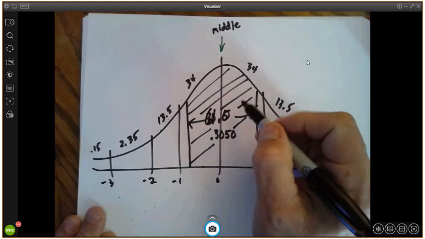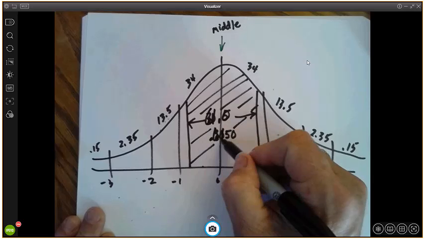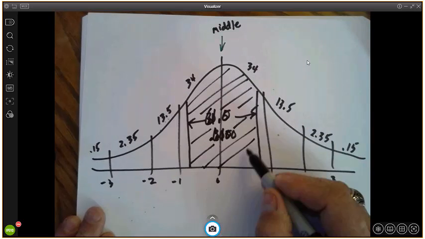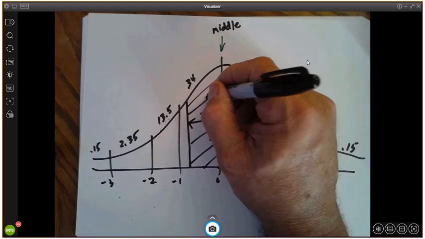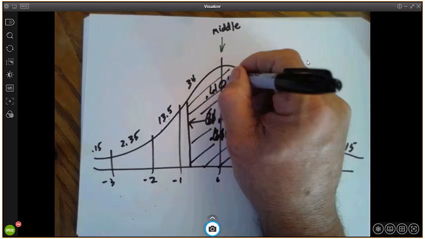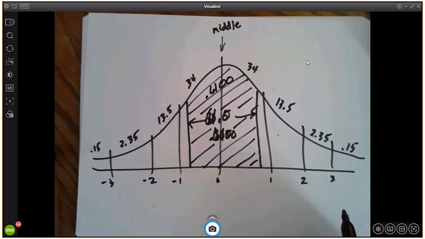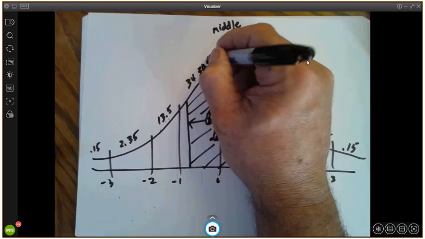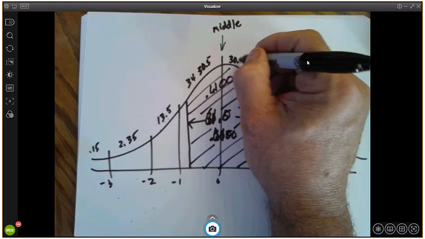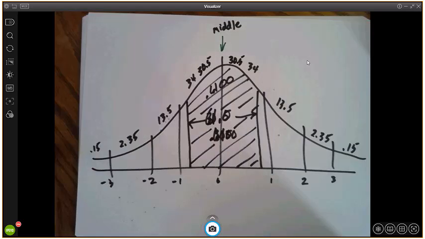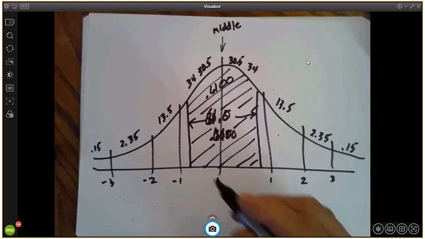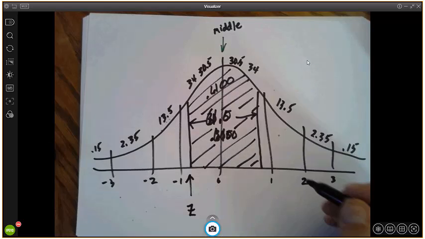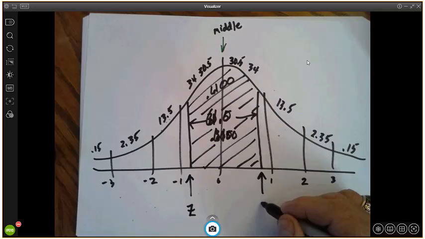61%, 0.6100. Okay, I've got 61% in the middle, 0.6100. 30.5 on one side and 30.5 on the other because it said middle. So I've got to find the z-score that represents there and represents right there.